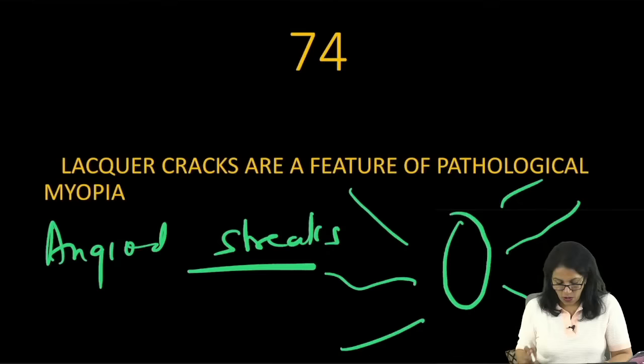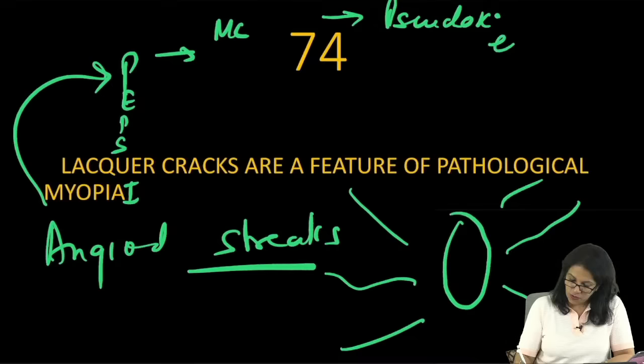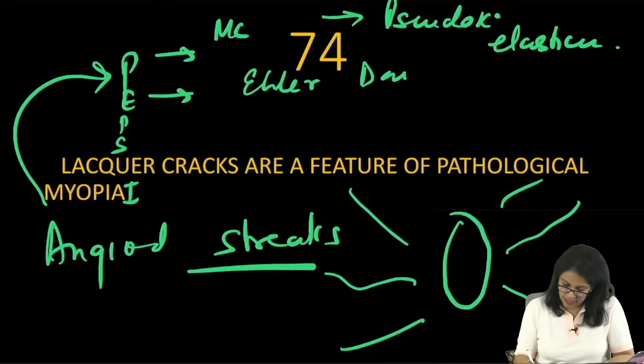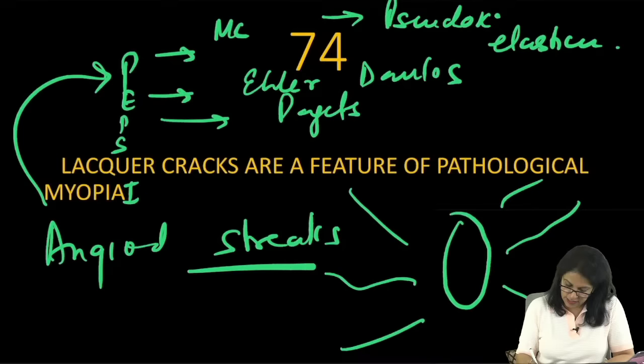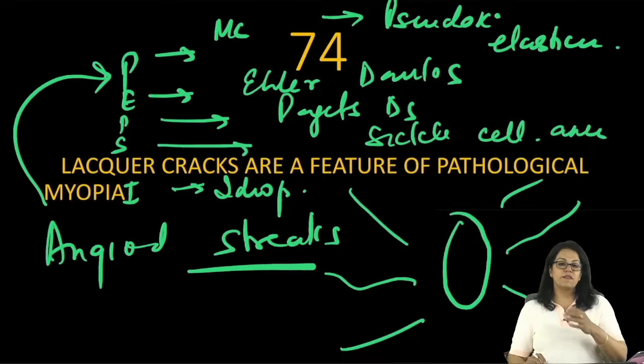Okay, what are the causes of angioid streaks? Very interesting mnemonic, PEPSI. What is in PEPSI? Most common is pseudoxanthoma elasticum. We will learn pseudoxanthoma elasticum. What is E? Ehlers-Danlos. What is another P? Paget's disease of the bone. Okay, Paget's disease. Then sickle cell anemia and I for idiopathic. Okay? So just remember, most common cause of angioid streaks is pseudoxanthoma elasticum.